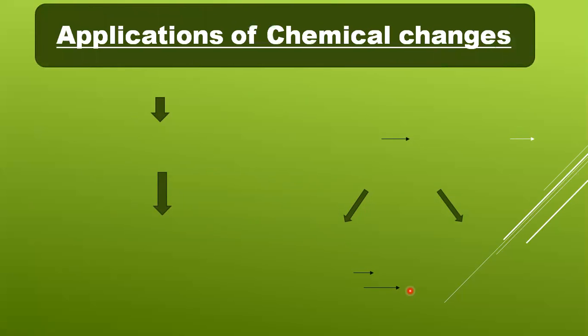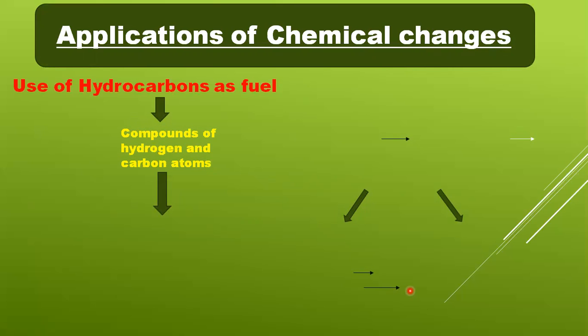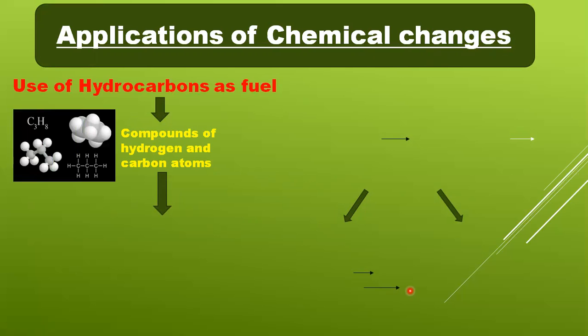Now come towards the next thing, which is the applications of chemical changes, where we are going to utilize these chemical changes. So let us discuss the use of hydrocarbons as a fuel. So first of all, before going through the use of hydrocarbons as a fuel, we must know what hydrocarbons basically are. So class, hydrocarbons are basically compounds that consist of hydrogen and carbon atoms.